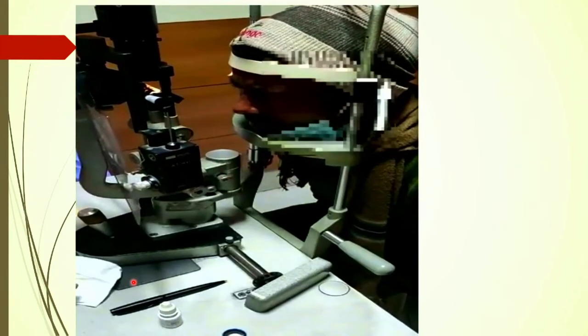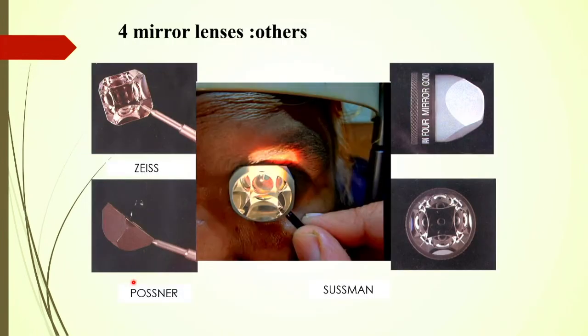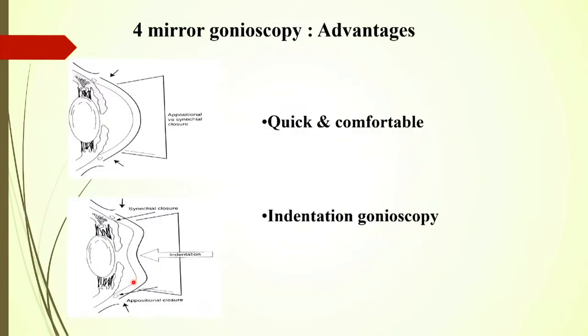Don't pull it, because there have been reports of optic nerve avulsion also with this pulling out. So these are the four mirror lenses. And this is how a view looks like in the four mirror. So you can start with the Zeiss or the Posner one. Then gradually you can go with the Sussman, which doesn't have a handle to itself.